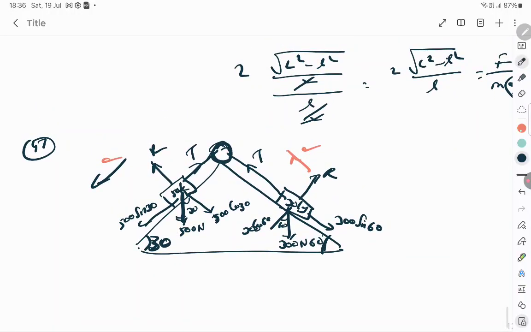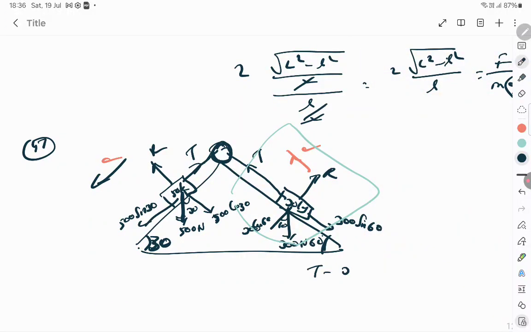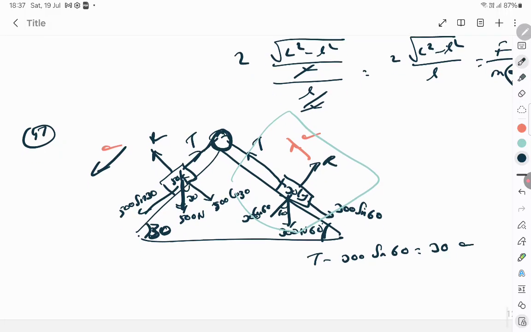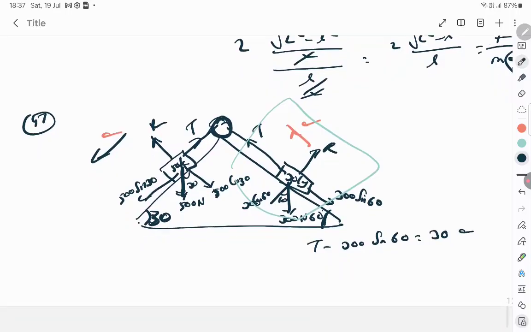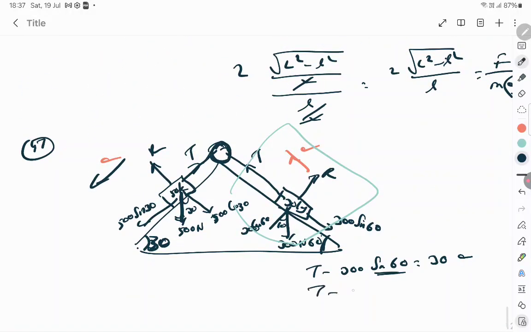Let's take a free body diagram in this direction. Since it's accelerating upward like that, you know that T is greater than 300 into sin 60. T minus 300 into sin 60 is responsible for the 30 kg to accelerate. So what is sin 60? T minus 300 into sin 60, with sin 60 being root 3 by 2, is 150 root 3, is equal to 30 into A. Thus you get one equation.